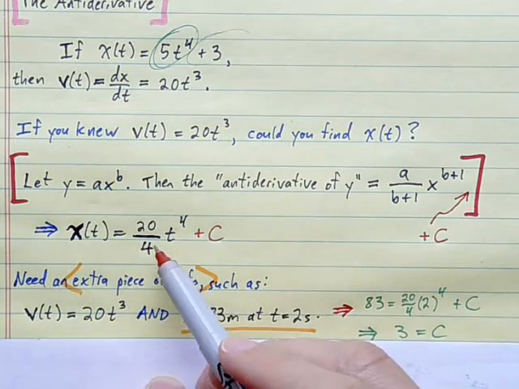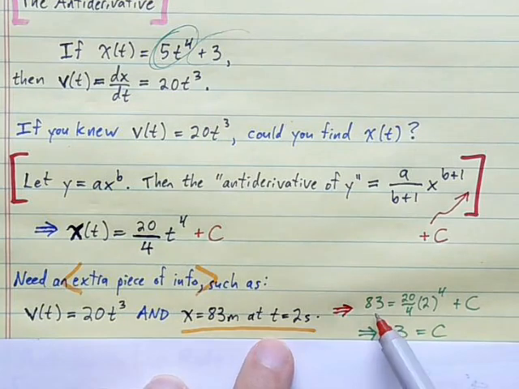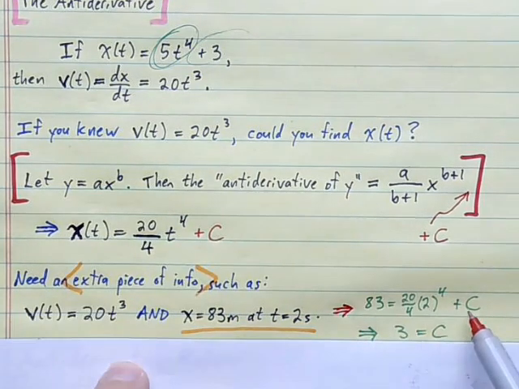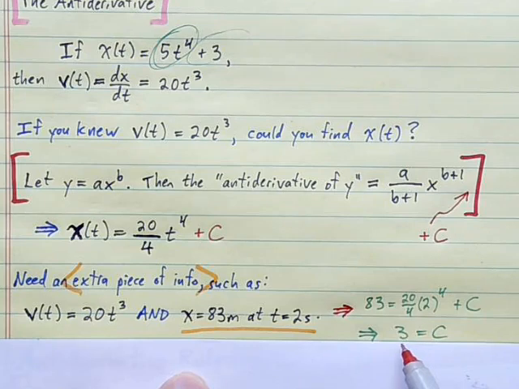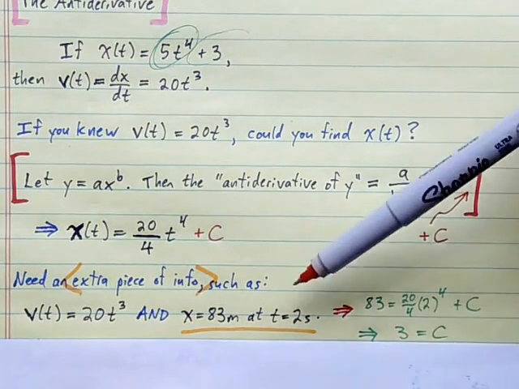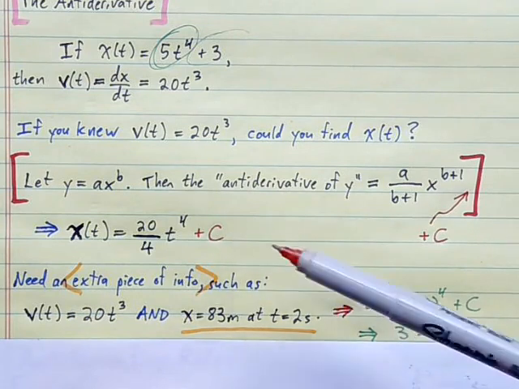So then apply this information. So x is 5t to the fourth plus c, and we know that when x is 83, so put in 83 for x, that occurs when t is 2 seconds. So 5 times 2 to the fourth plus c. Then 2 to the fourth is 16 times 5 is 80. Subtract that from both sides. 83 minus 80 is 3. And we discover that c must be equal to 3. Then we can go here and put in 3 for c. So this extra piece of info was enough to determine the identity of that unknown constant.